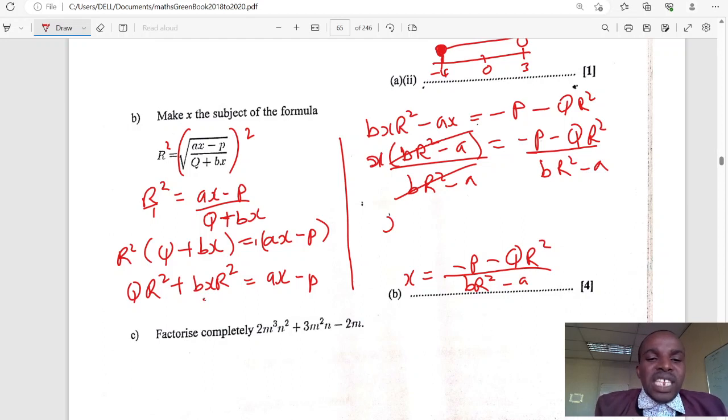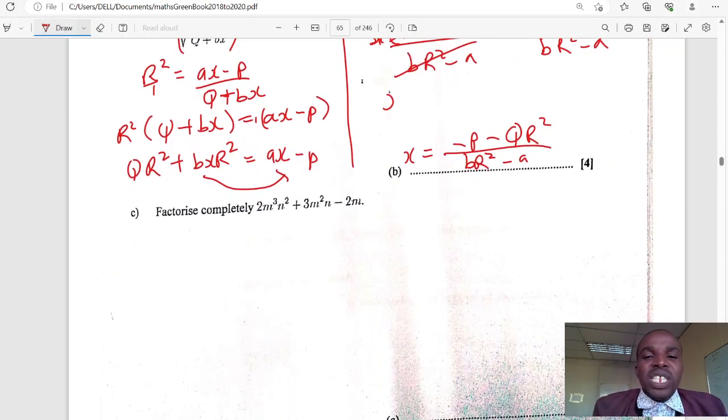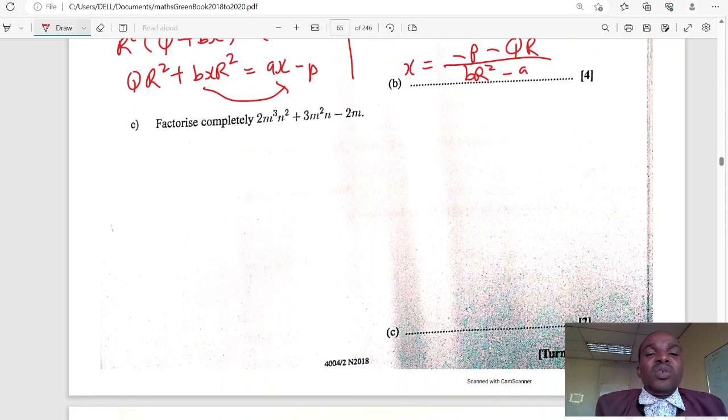Or if we were to take this to this side and take minus p to the other side, you still get the same item. Please take note, that is just running away from a negative number. It is still correct, it's still the same thing. Right, next, factorize completely.